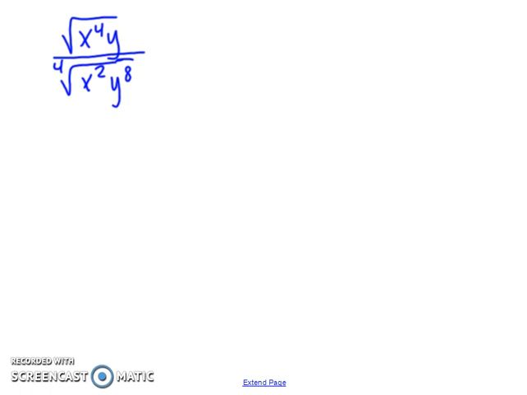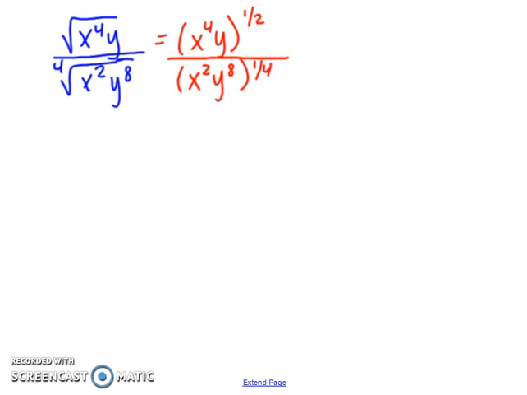Now for this one, when we go to write this, okay, so let's rewrite at the top. We're going to have x to the 4th, y to the 1/2. And on the bottom, we're going to have x squared y to the 8th to the 1/4. Now, we kind of have a problem here because we're not going to be able to multiply these together to rationalize the denominator because we have different indexes. So the index on the top was a 2, the index on the bottom is a 4. So what we can do is we can make them have the same index.